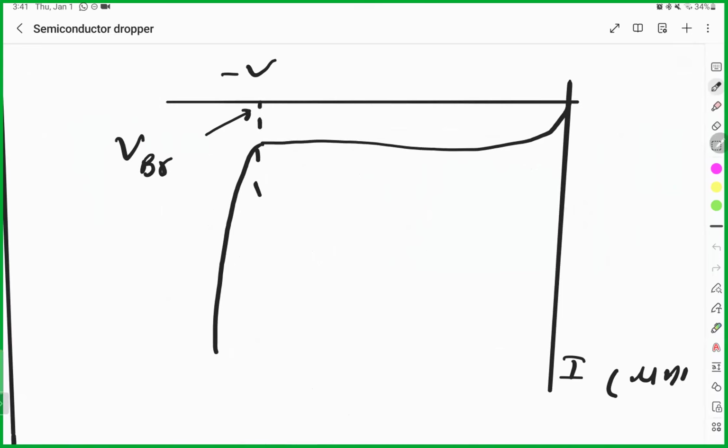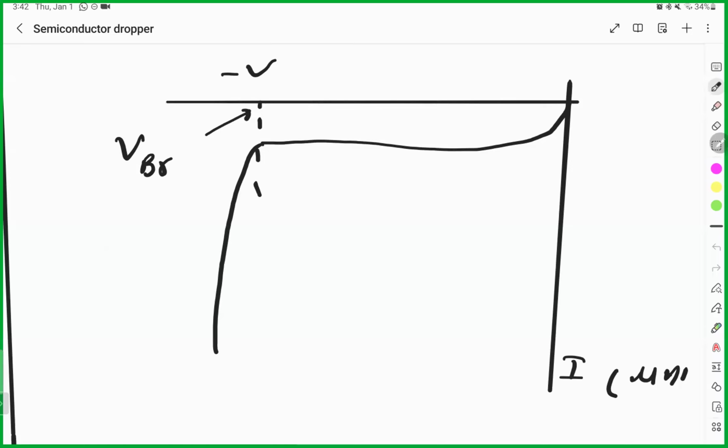Current direction is also opposite, and current is given in the microampere. Actually, it doesn't look like this, but it is microampere, nu A. So current is limited, negligible, very low.